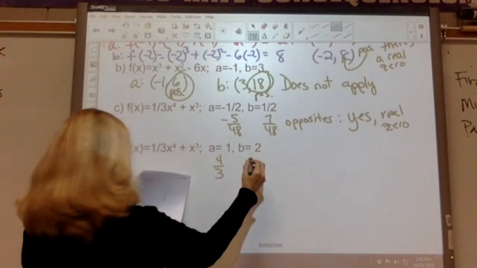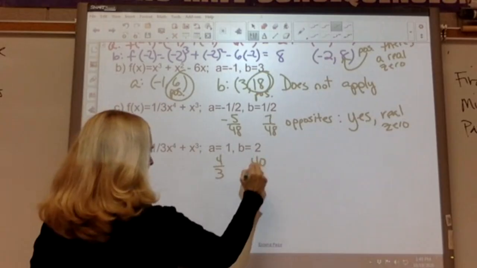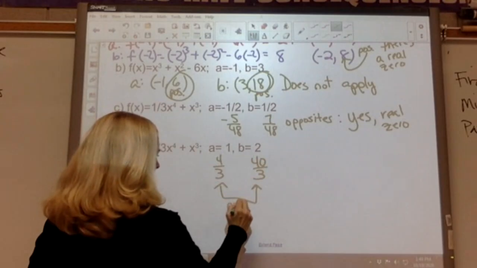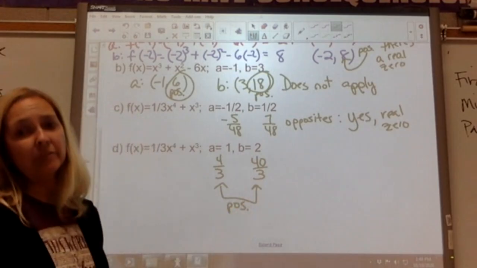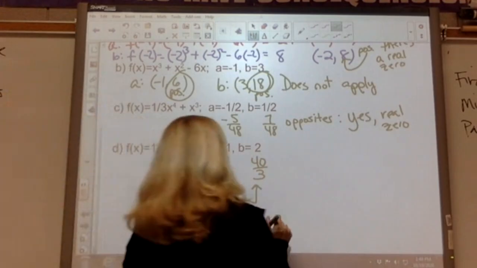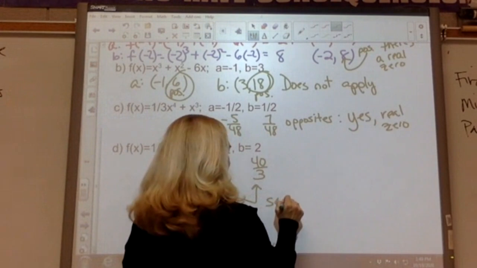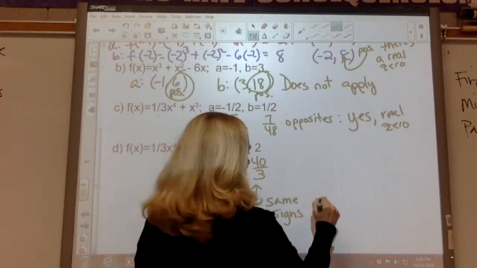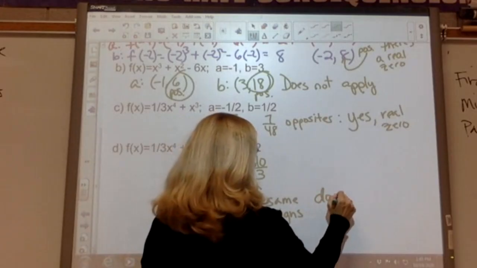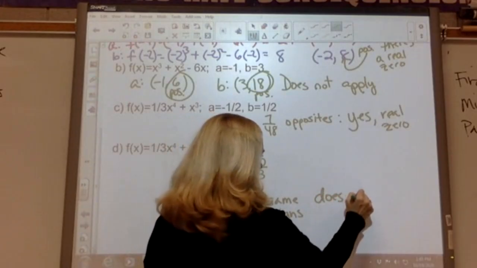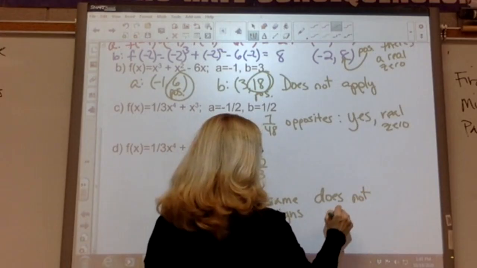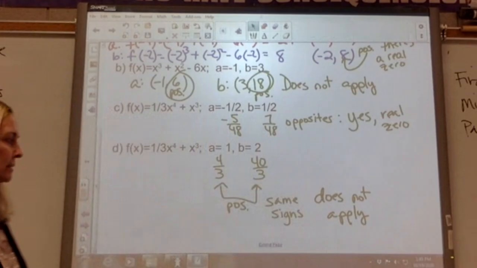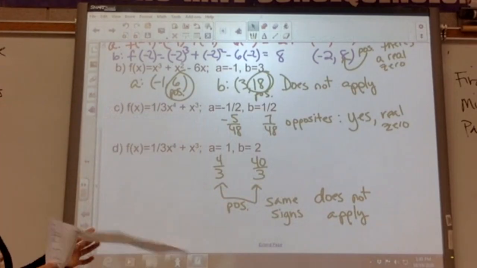And when you plug in positive 2, you get 40/3. And so these are both positive. Basically, it doesn't matter if they're positive or negative if they're the same sign. So this is the same sign. So it does not apply. It doesn't tell us anything. It only applies if you get opposites. Okay? And that is it for this section.